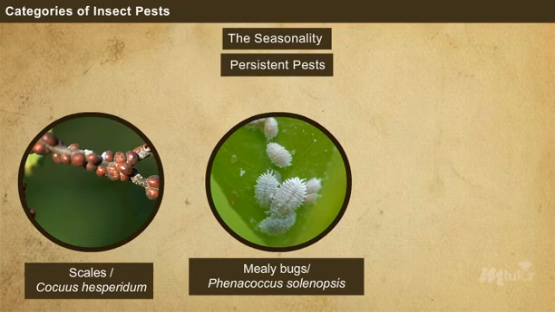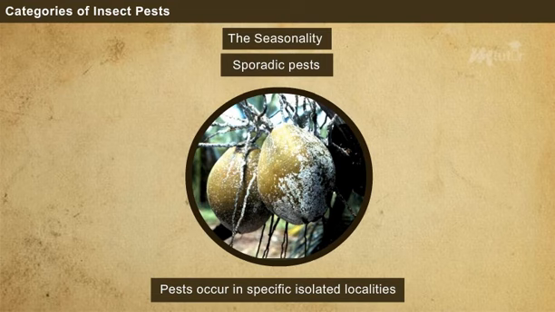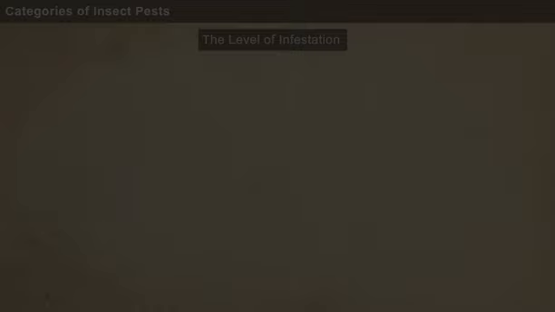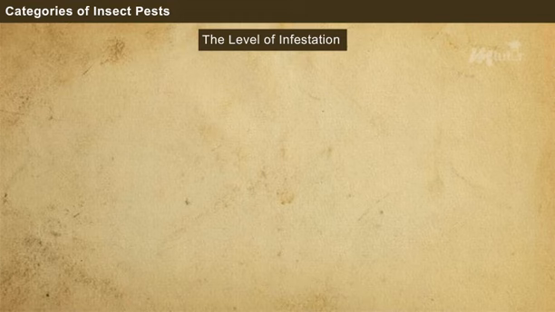Sporadic pests. These are insects that occur in patches at regular intervals or in specific isolated places. For example, nettle grub. Based on level of infestation, pests are classified as epidemic pests and endemic pests.